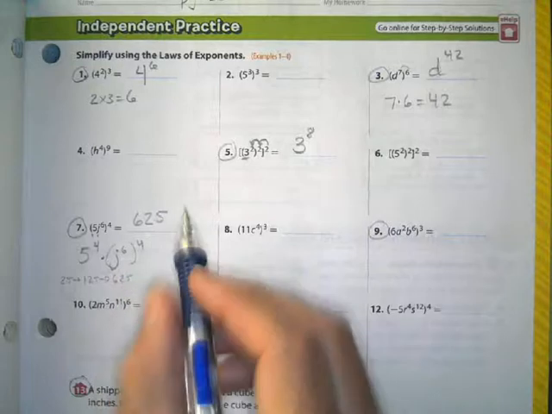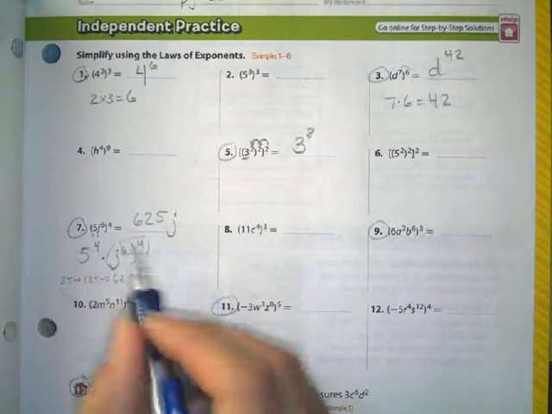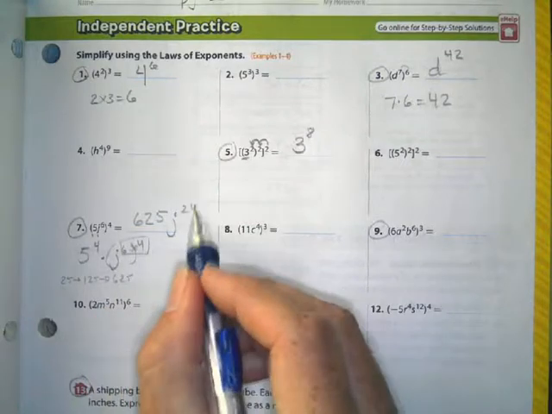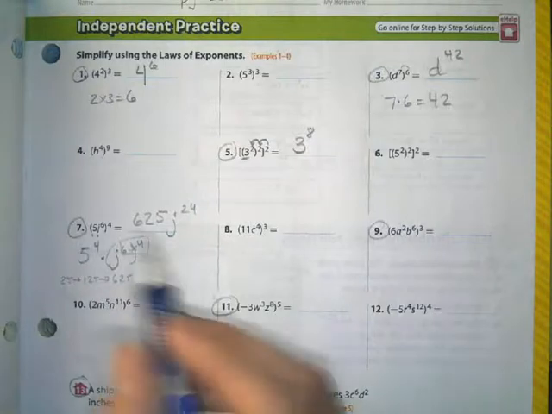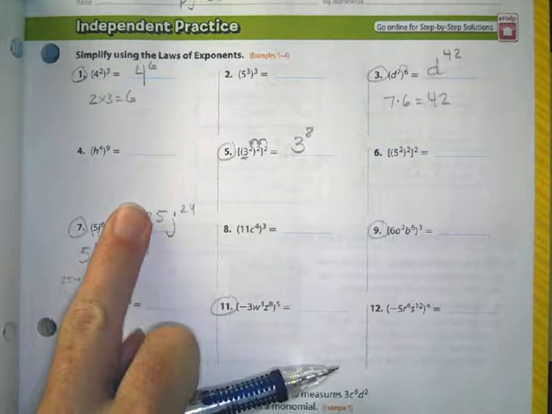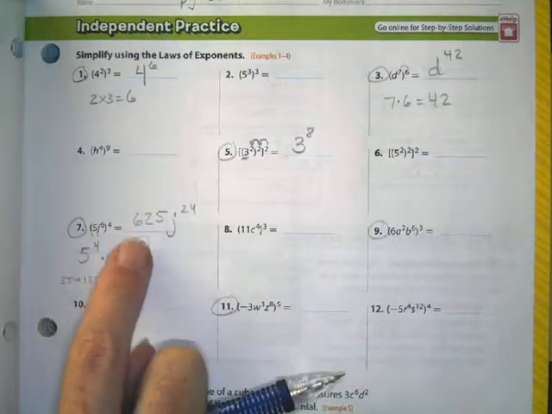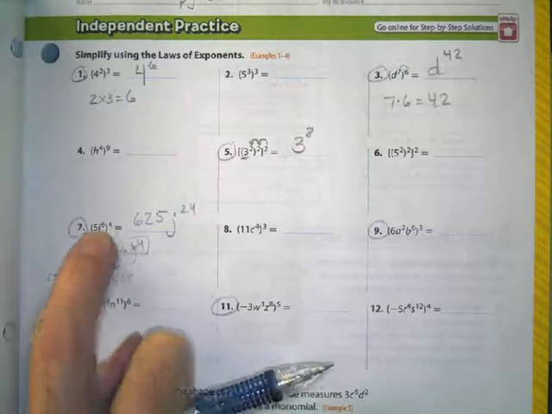The j value becomes 6 times 4, and 6 times 4 is 24. Okay? So there's 2 parts there. Don't forget to do the 2 parts. Sometimes kids will simply put 5j to the 24th, and that is not correct because I had to take that exponent value 4 and apply it to the 5.